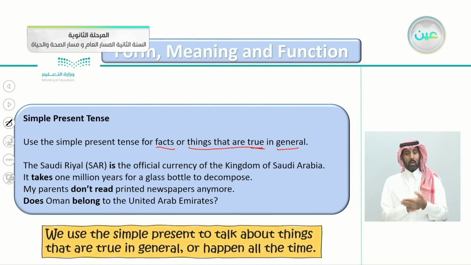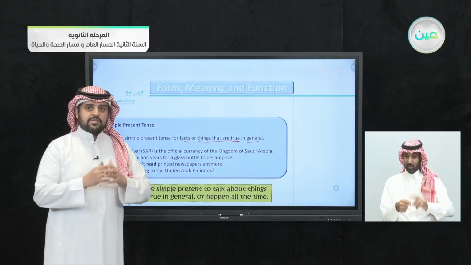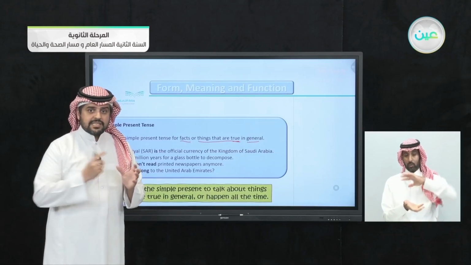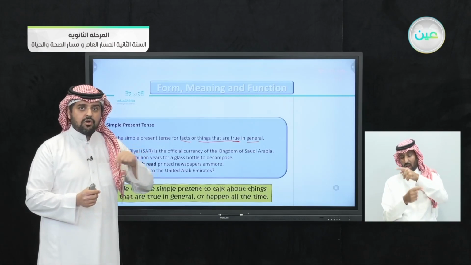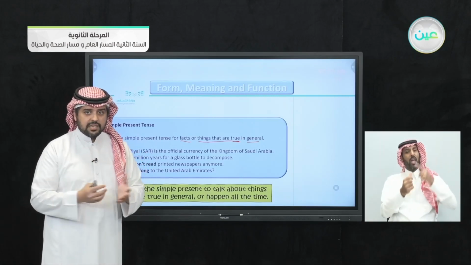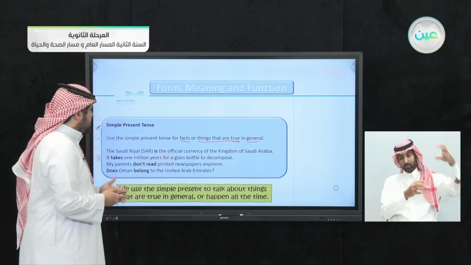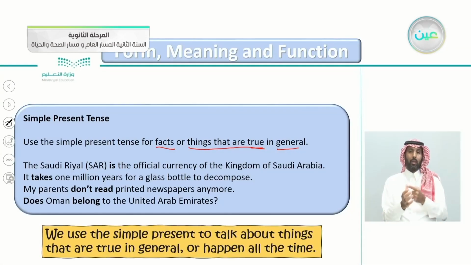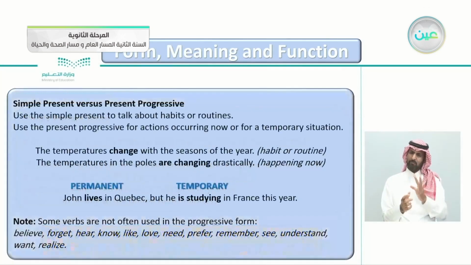We use the simple present tense to talk about things that are true in general or happening all the time. When a thing is happening all the time, for example, when you say the earth circles the sun, this is happening all the time. The earth circles the sun every year, of course. So this is the use of the simple present tense. We use it for facts, things that are true in general or things that are happening all the time.